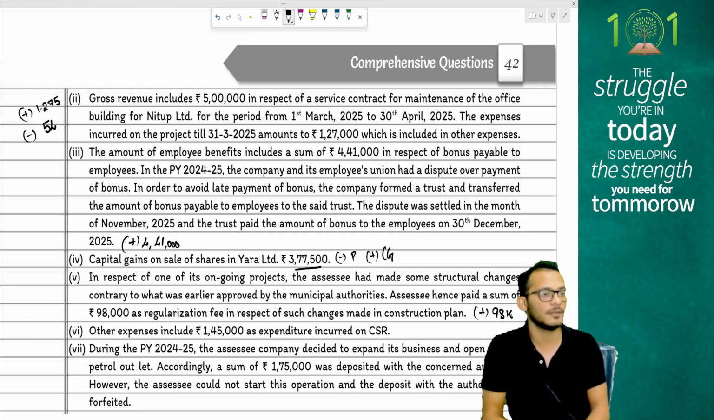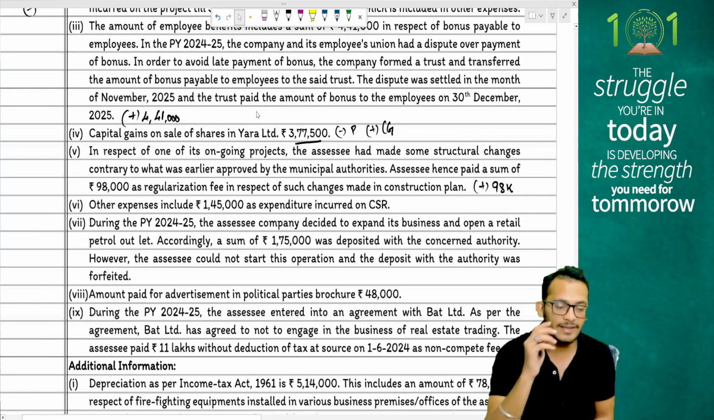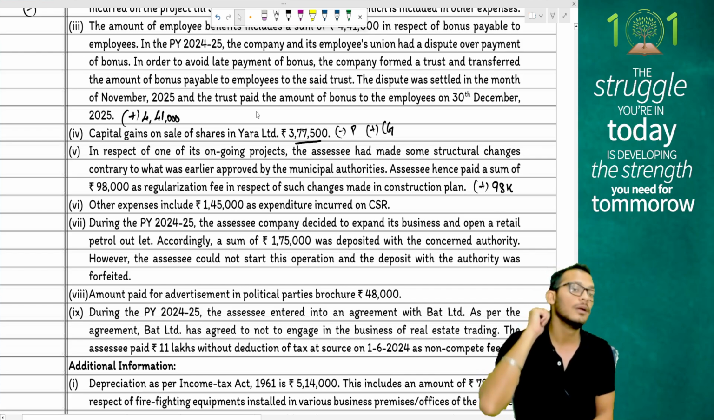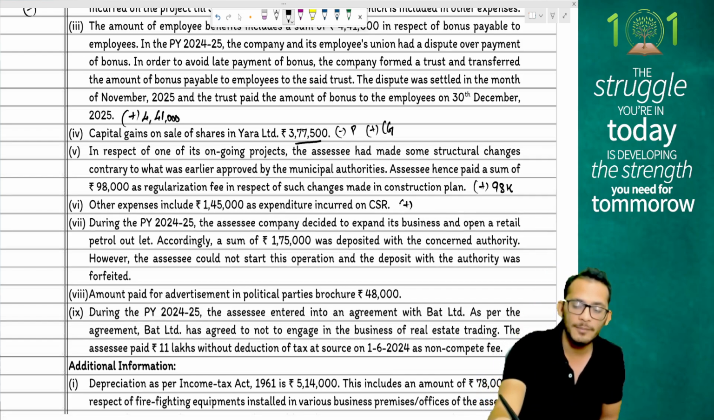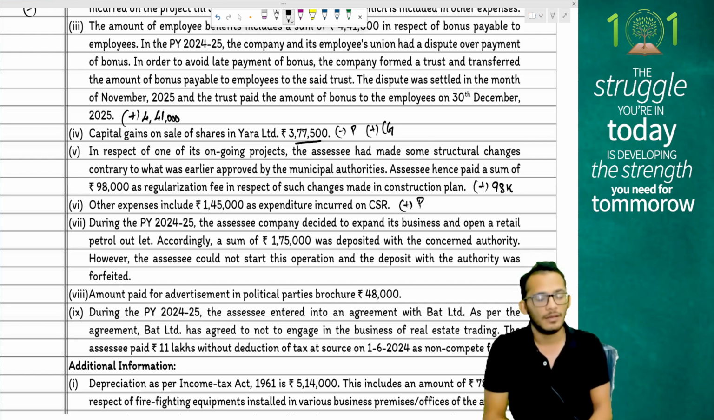You should not have constructed the property that way, but you did it, and therefore this is a penalty levied on you. We told penalties can be in various forms. It can be in the form of compounding fee, regularization fee, any expenditure incurred for settling proceedings. All those mean the same. Yes, to be disallowed. Other expenses includes 1,40,000 as expenditure incurred on CSR, to be disallowed. Normally, people you can claim 80G, but I have been given no information, therefore I am assuming not allowed under 80G.